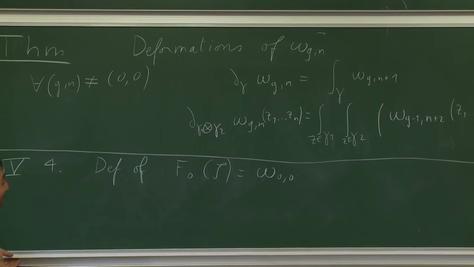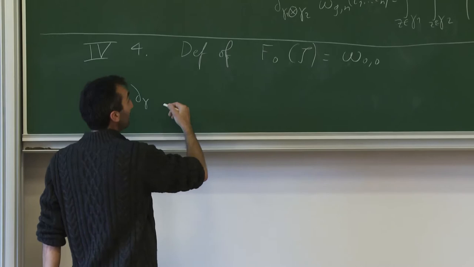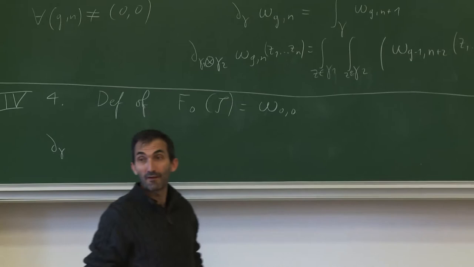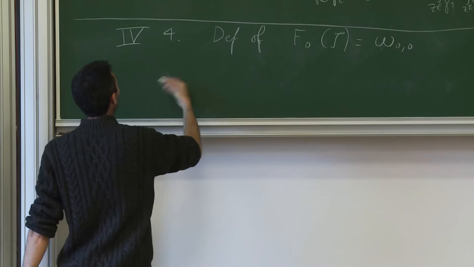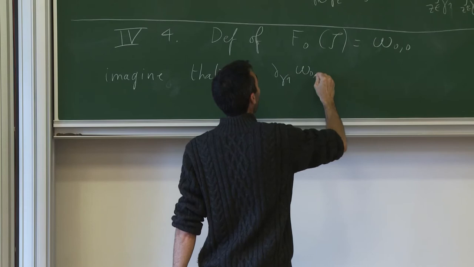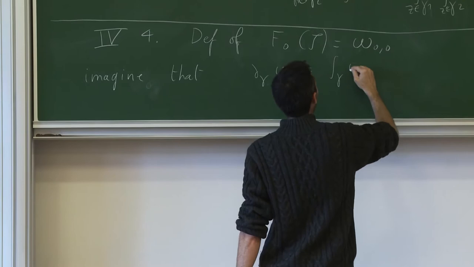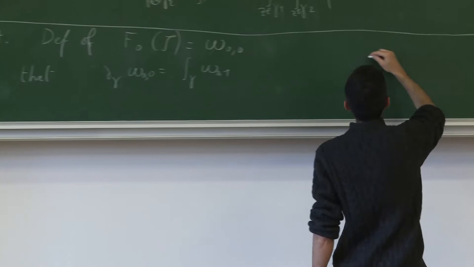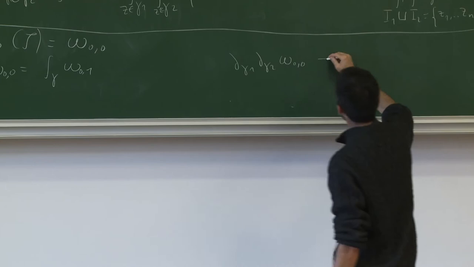The answer is no for a very simple reason. Imagine that d gamma of omega 0,0 would be the integral over gamma of omega 0,1. Imagine, but it's going to be wrong, that you can define d gamma 1 of omega 0,0 equals the integral over gamma of omega 0,1. Then take another derivative. Then take d gamma 1, d gamma 2 of omega 0,0, and compare it to d gamma 2, d gamma 1 of omega 0,0.